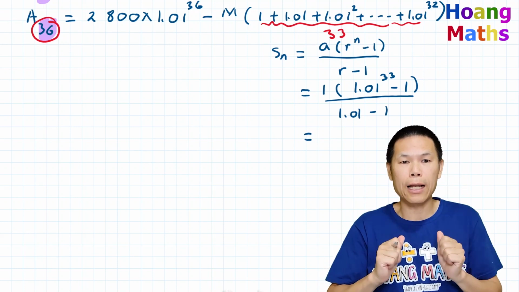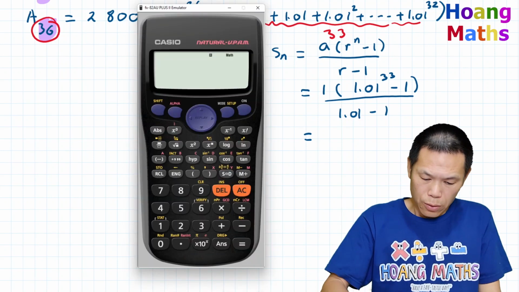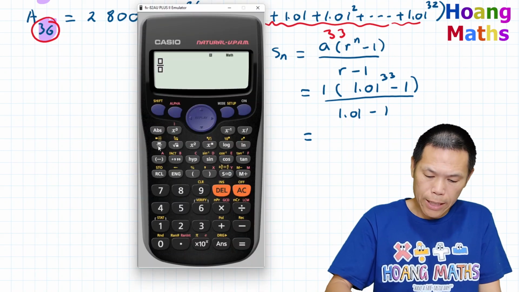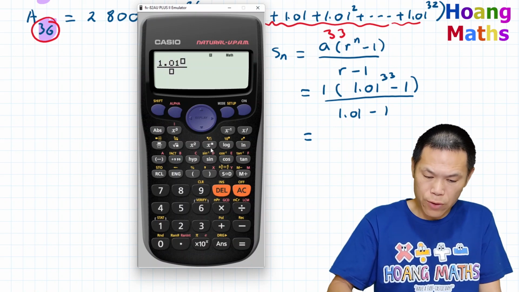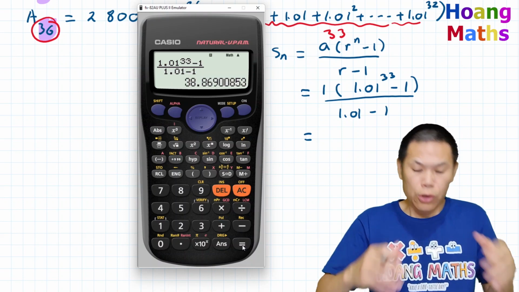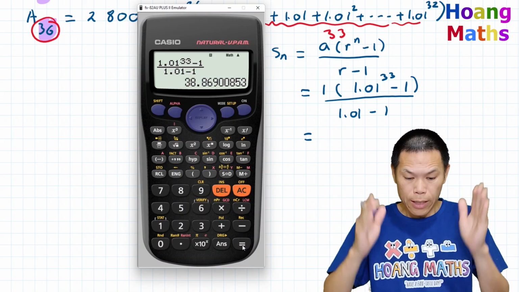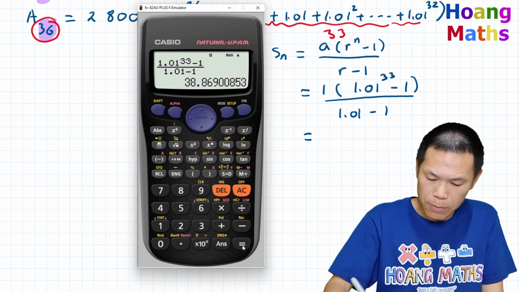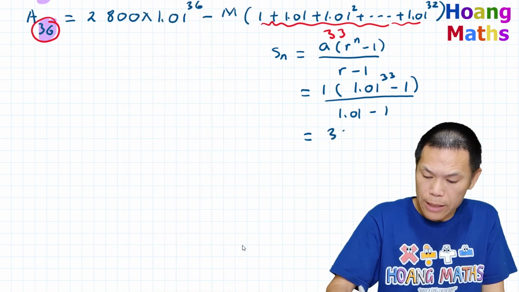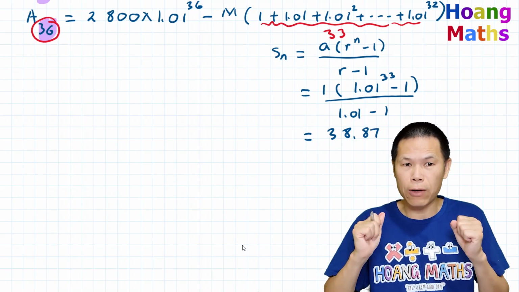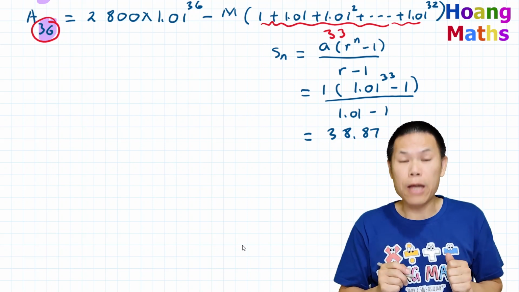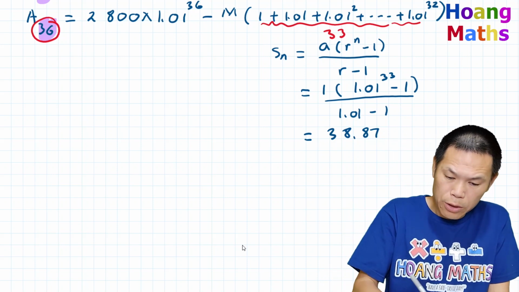So let me just put it on a calculator. So just go fraction. The 1 I can ignore. So I can just go 1.01 power of 33, and we minus 1, divided by 1.01 minus 1. So there you go, 38.869. Okay, so let me just write this down. 38.87, because I'm going to use the number on the calculator anyway. So this is 38.87.